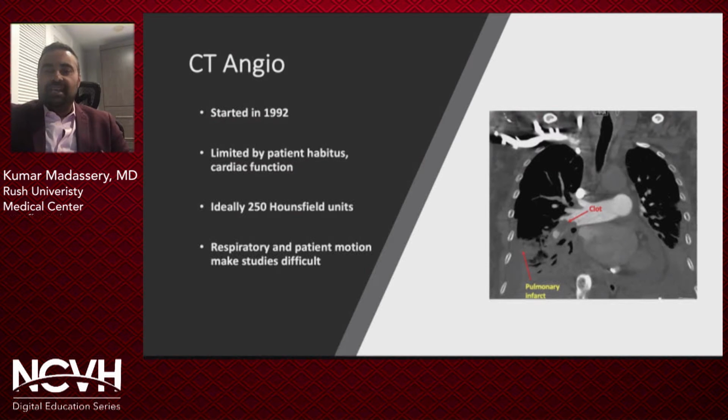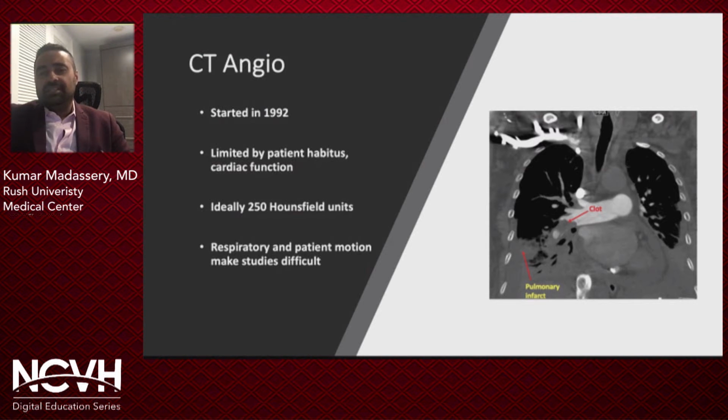One of the things we look at is Hounsfield units to know if it's a good study. If in the main pulmonary artery we see about 220 to 250, we feel that's an adequate study. Breathing motion and patient motion make it really difficult to see the segmental and subsegmental pulmonary arteries.